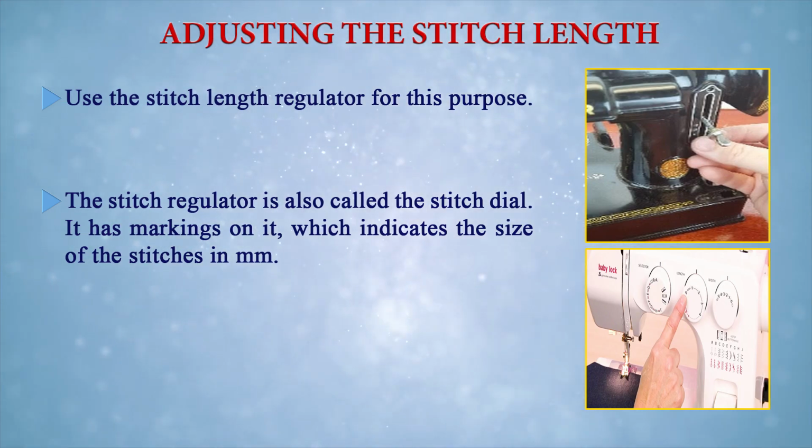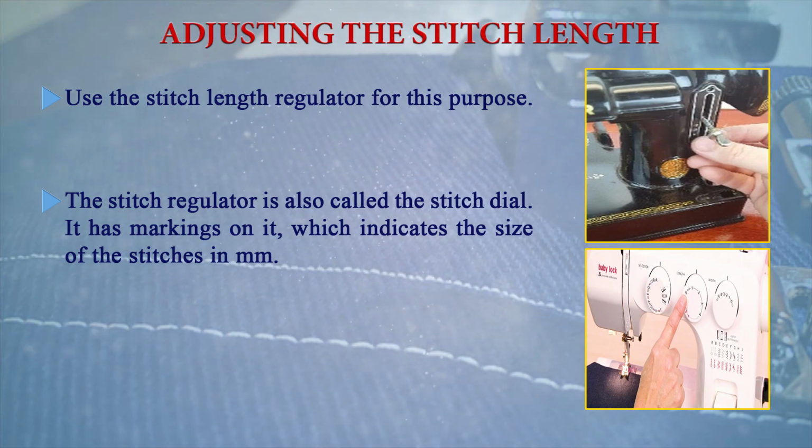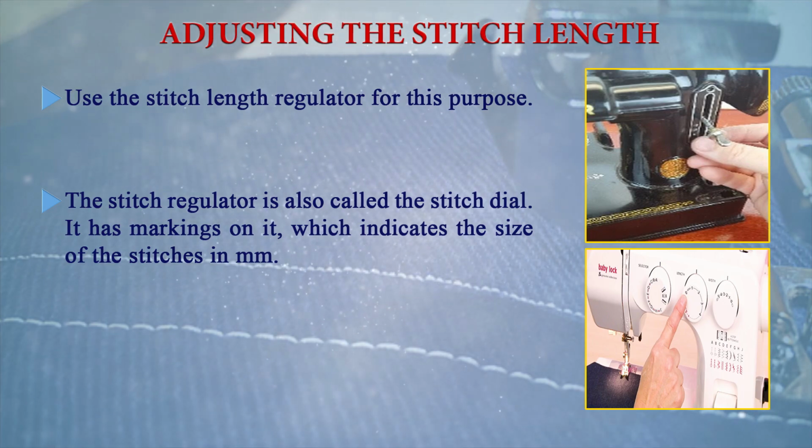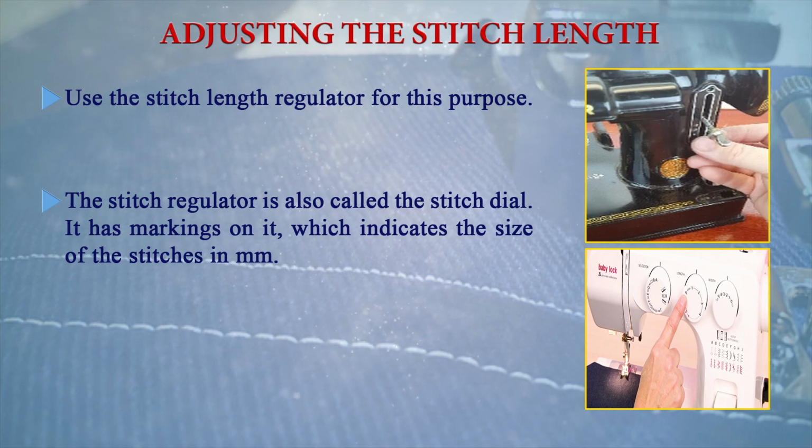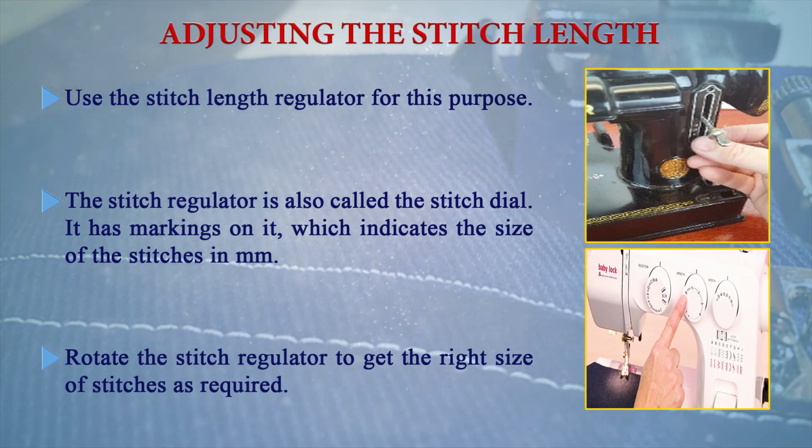As you have seen in the picture, it has markings on it, like 1, 2, 3, 4, and we can adjust according to that. 4 is the maximum, the longest, and the stitch length in inches or centimeters is decided according to that. So we can rotate the stitch regulator to get the stitch length as we require for our design. Then last, we can adjust the pressure on the pressure foot.